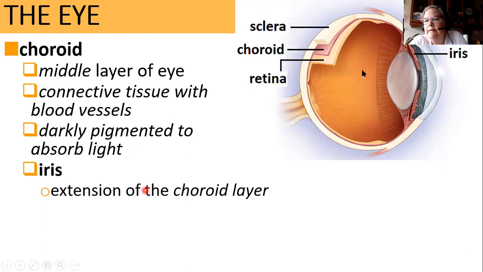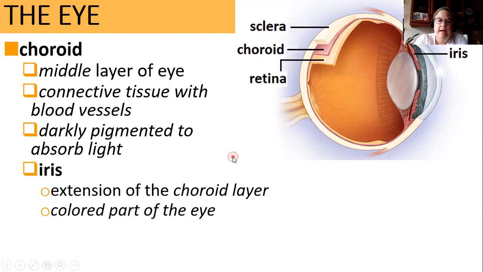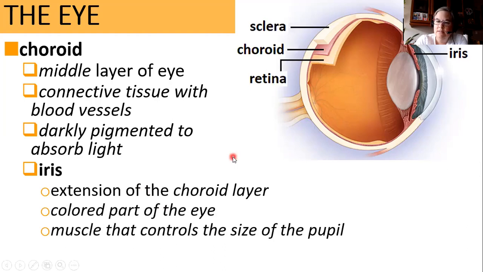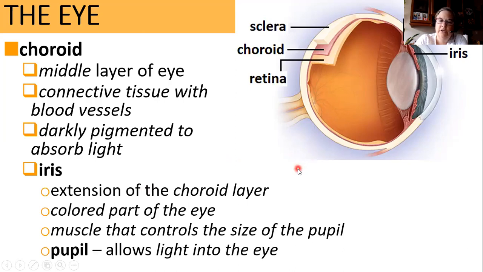And then we have the iris, and again, we can see how the iris is an extension of the choroid. So when we see the underside of the iris, the side that's closest to the lens, it's very dark, right? That dark pigmentation. And the iris, we want to remember, is a muscle. It's not one we have voluntary control over, but it is a muscle that controls the size of our pupil. The pupil is the structure that allows light into our eye.